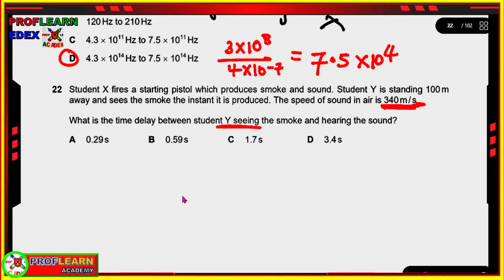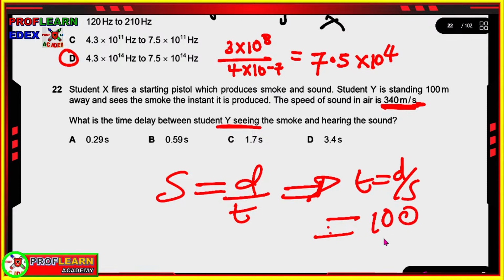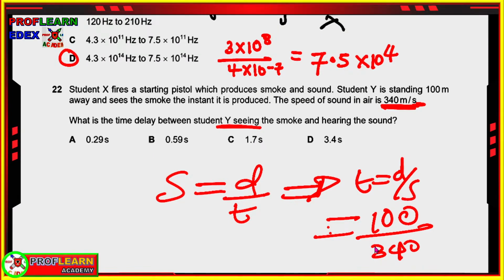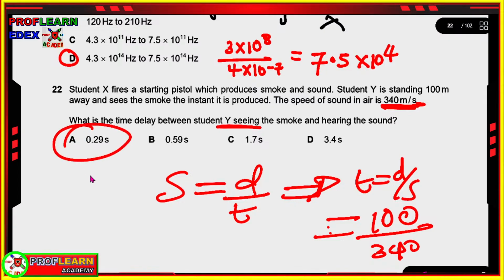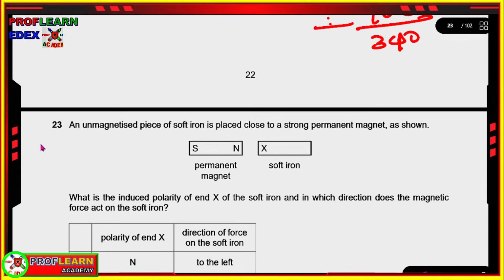So we are going to say speed is equal to distance over time, and that implies that time is distance over speed, which is going to be 100 divided by 340, which is going to be 0.29 seconds.